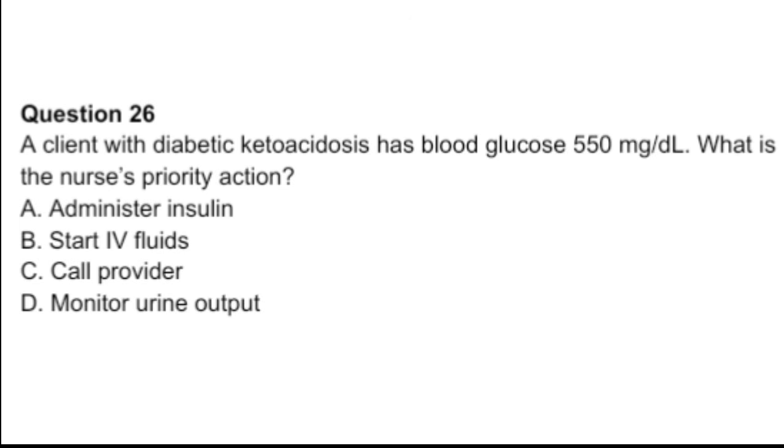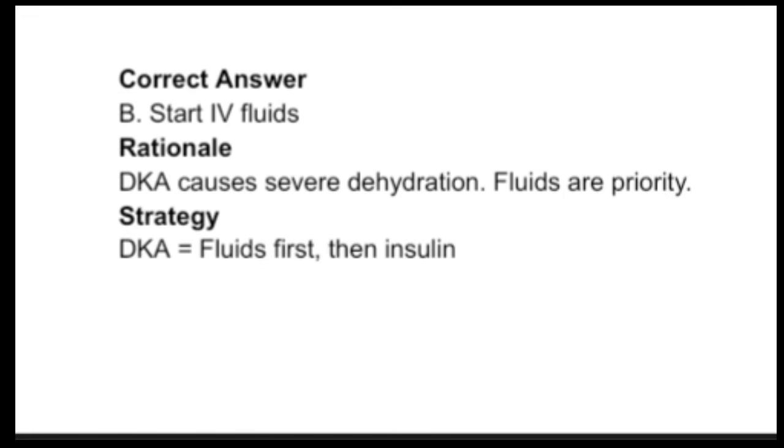Question 26. A client with diabetic ketoacidosis has blood glucose 550 mg per deciliter. What is the nurse's priority action? A. Administer insulin. B. Start IV fluids. C. Call provider. D. Monitor urine output. Correct answer: B. Start IV fluids. Rationale: DKA causes severe dehydration. Fluids are priority. Strategy: DKA equals fluids first, then insulin.